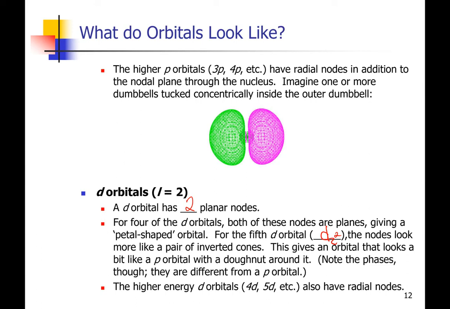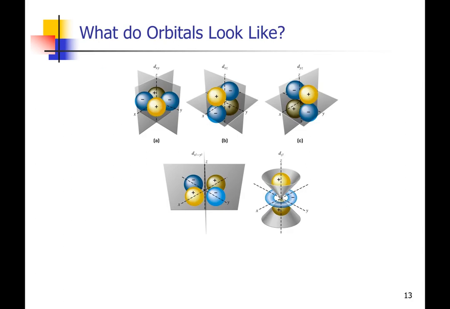Similarly, if n is large enough that there are nodes left over after those 2 planar nodes, there will also be radial nodes, and again, you would have the nested cloverleaf within the bigger cloverleaf within the bigger cloverleaf. So what do these d orbitals look like? This is a beautiful computer graphic generated by an artist somewhere and published in a textbook.